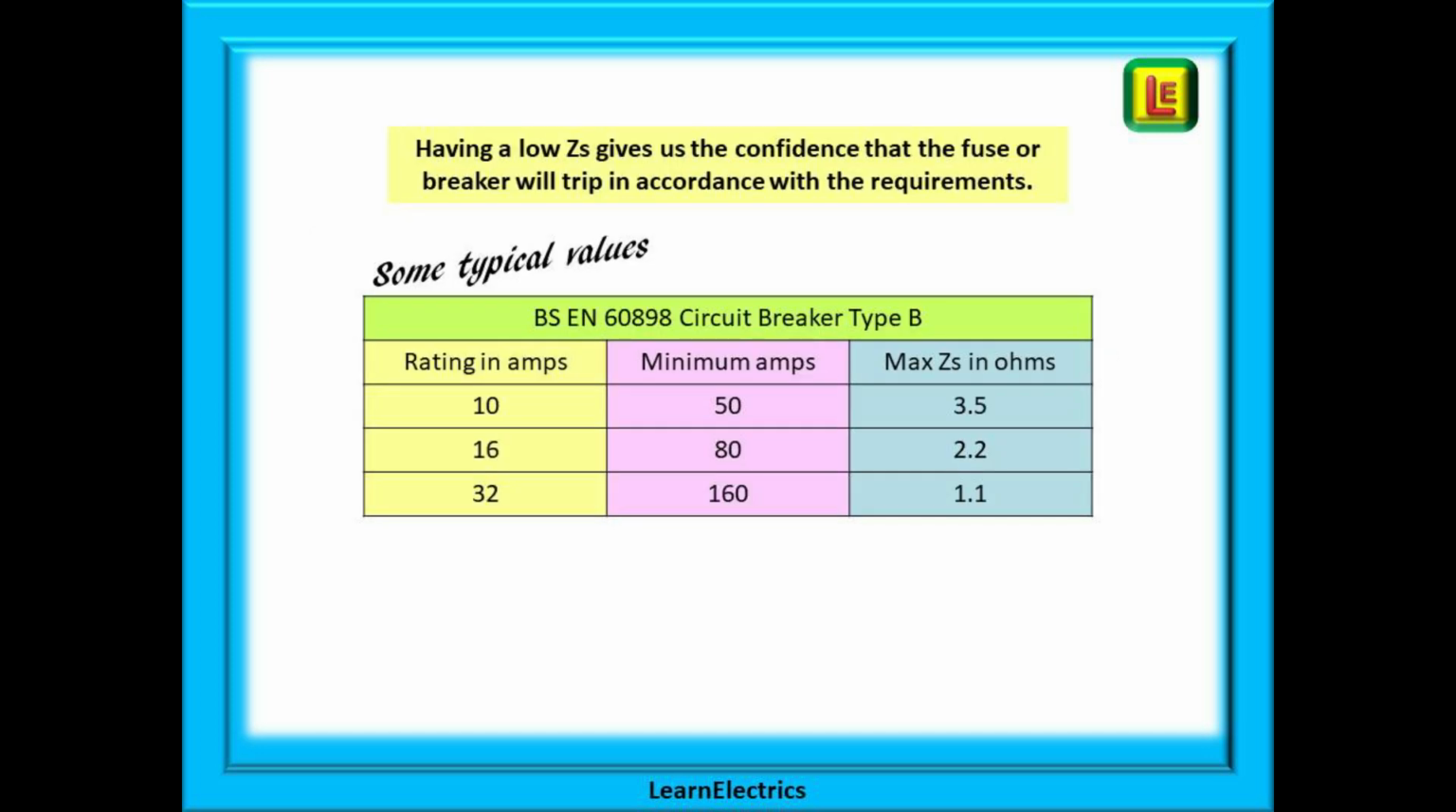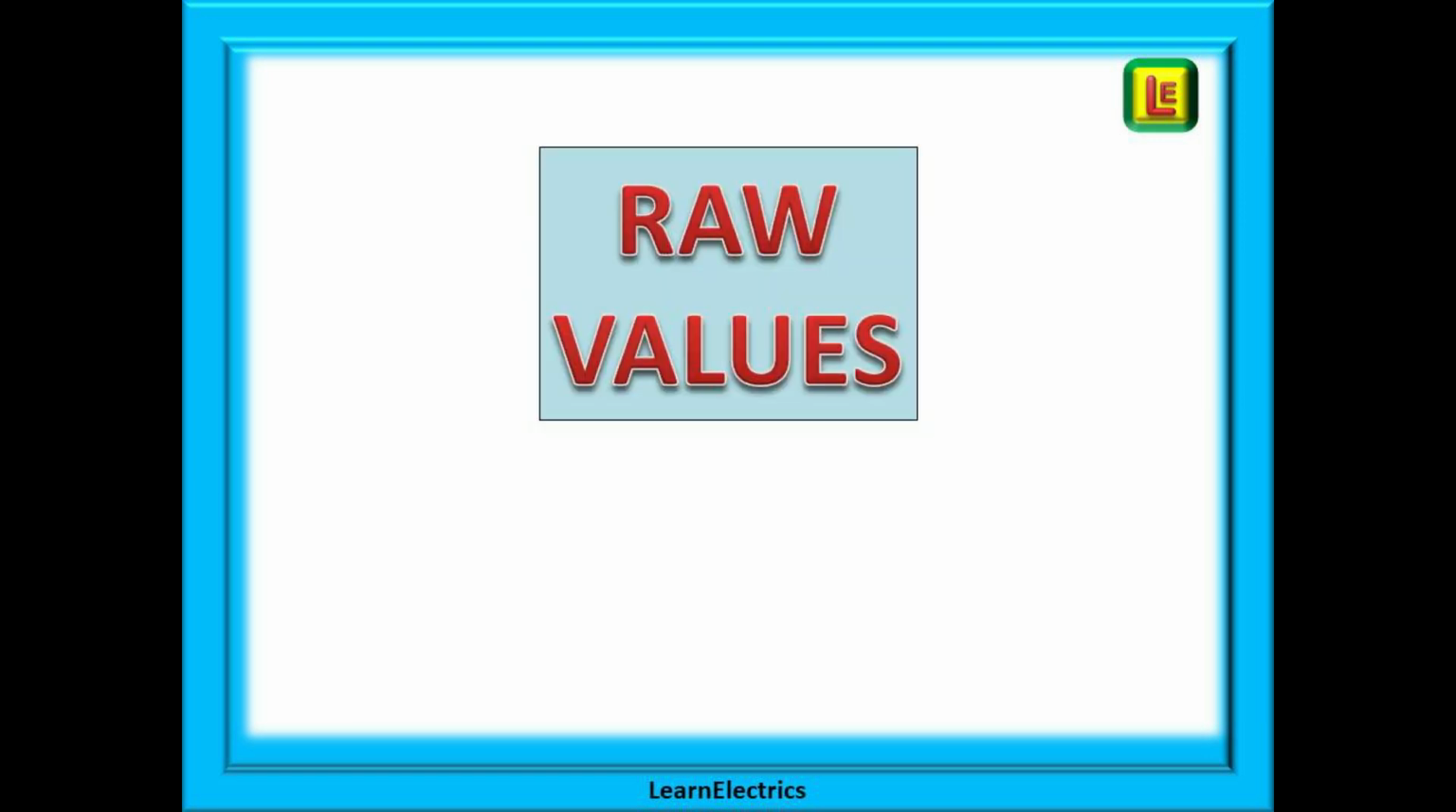By having a low Zs, in other words all that path R2, Ze and R1, we can have confidence that the fuse or breaker will trip in accordance with industry requirements. But how low must it be? Well, we will find out. We can begin with raw values. What are they and where are they found?